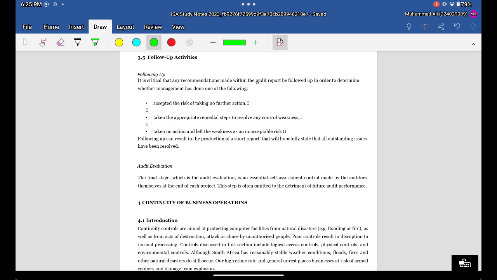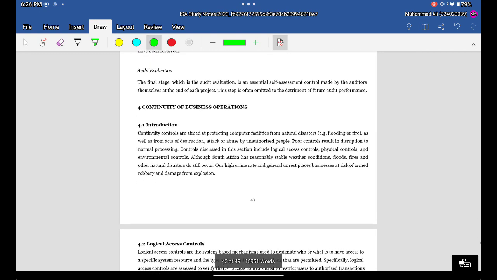Any recommendation made by the auditor in the audit report must be followed up by management. Management can do the following: accept the risk and take no further action; take appropriate action to control the weakness and control the risk; or take no action and leave the weakness as an unacceptable risk.